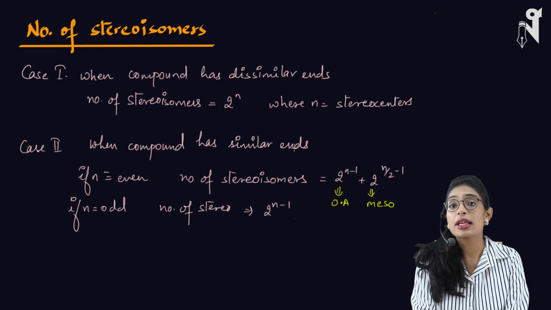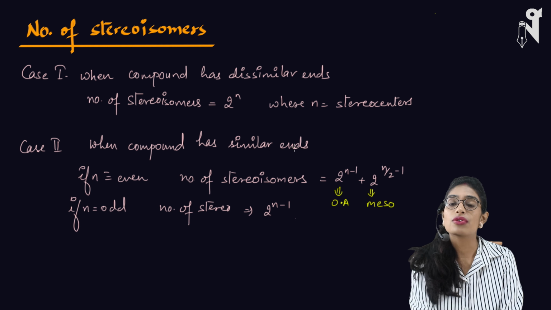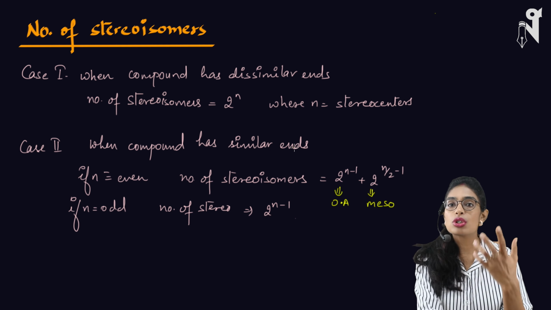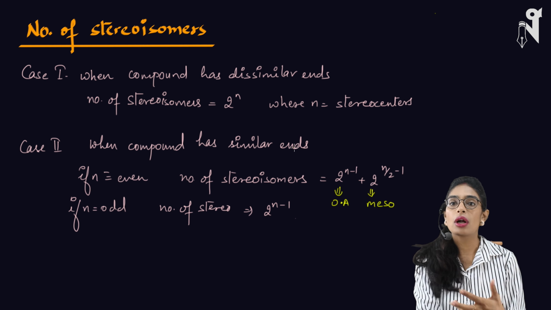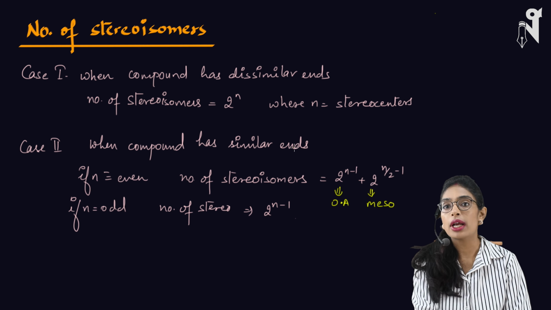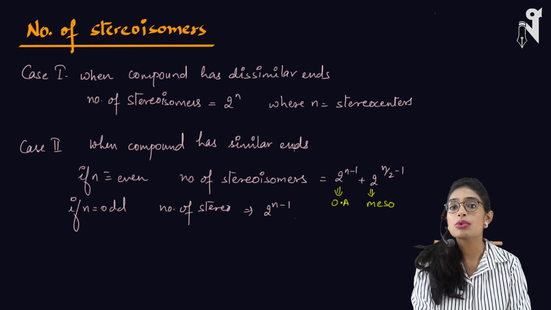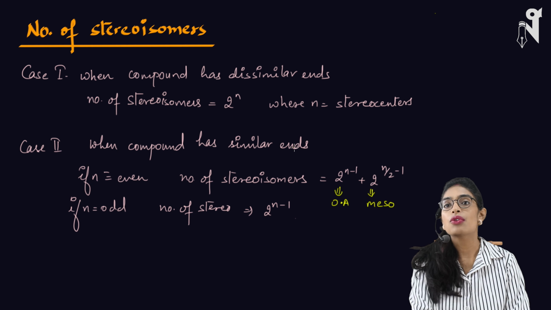But as I explained in the case of geometrical isomerism, try to visualize as much as possible and then figure out the isomers on your own rather than relying on the formula. Relying on the formula is not right, and many times you will find compounds where formulas do not work.